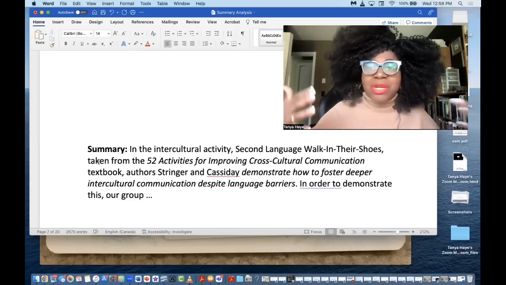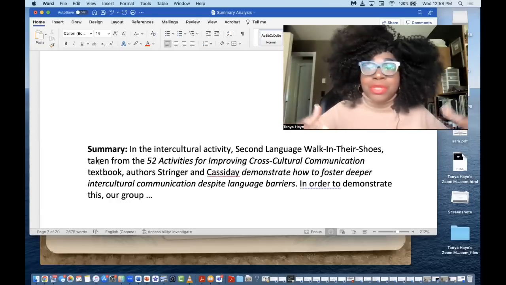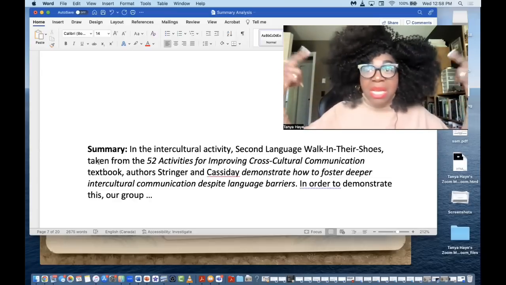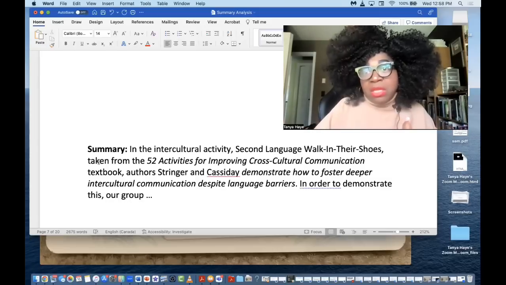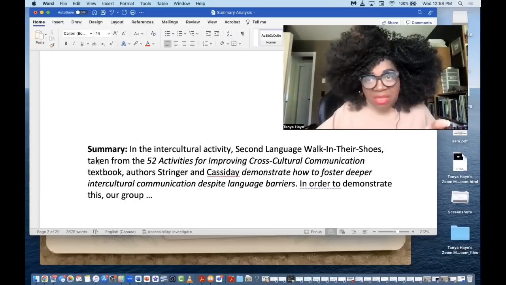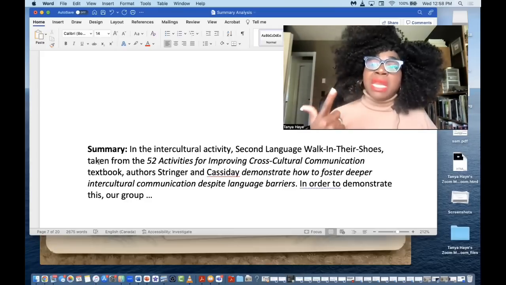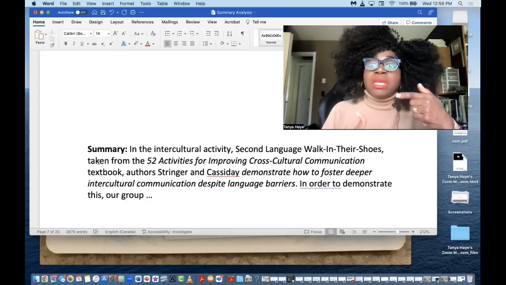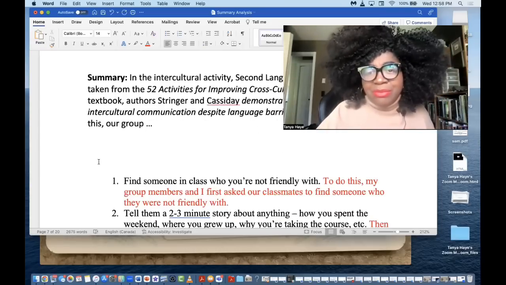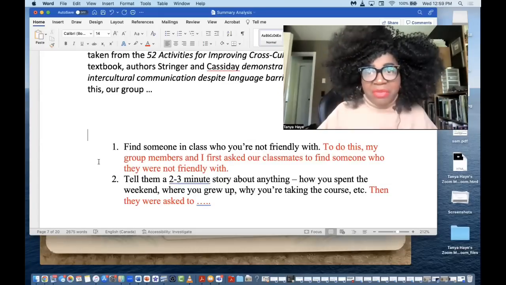How to foster intercultural communication, even when the person you're speaking to doesn't speak your first language and you have potential miscommunication. That's what I got from it. So that's what I think is the main idea. That's the first sentence. Now, for the rest of the summary paragraph, I'm going to give you the main ideas of what we did. And for me to do that, all I'm going to do is look back at the process that I had in my information sheet.